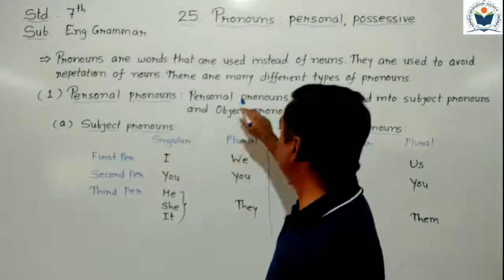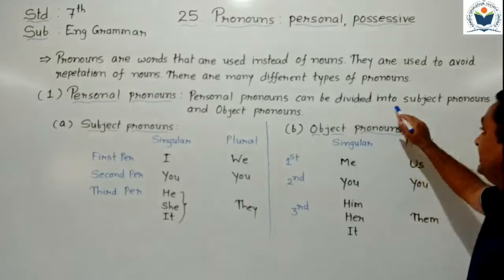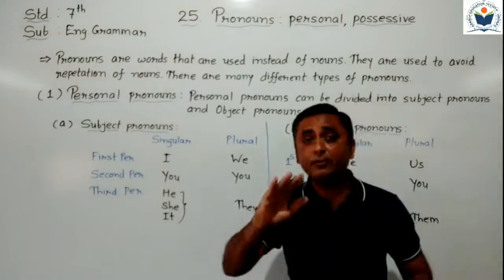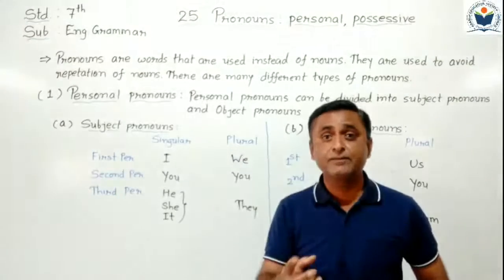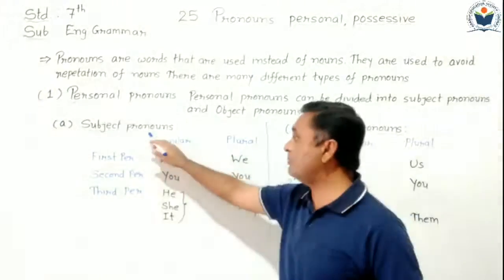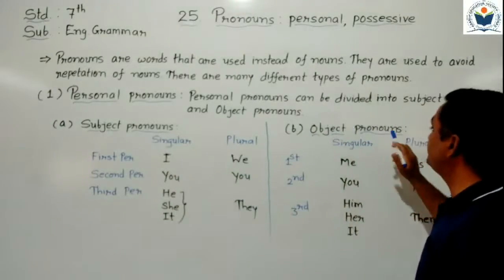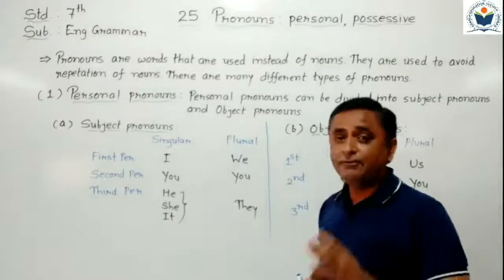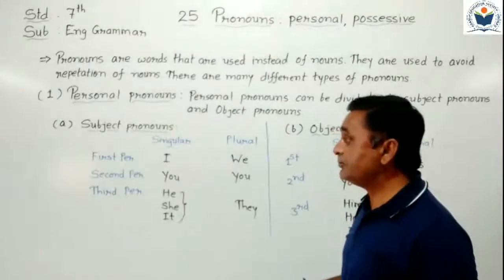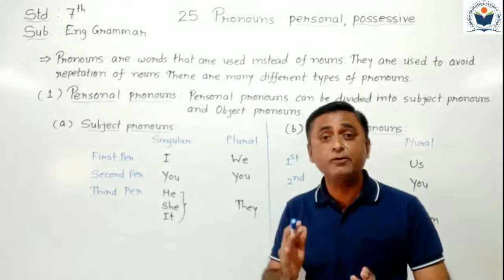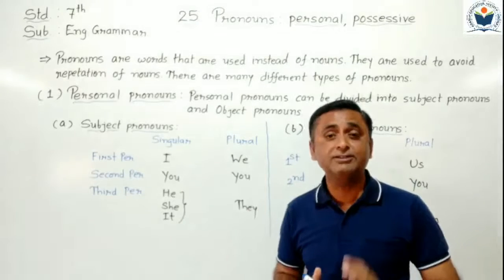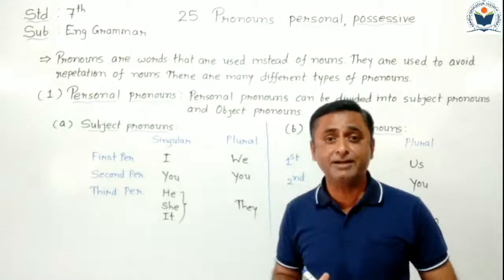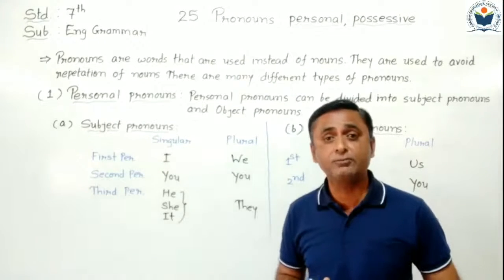Personal pronouns can be divided into subject pronoun and object pronoun. Personal pronouns have two subtypes. First one is the subject pronoun and second one is the object pronoun. Subject pronoun, everybody is familiar with that. Instead of a subject we put that type of pronoun. It is known as a subject pronoun. जो हम subject की जगह पे लगा सकते हैं उसे हम subject pronoun बोलते हैं.